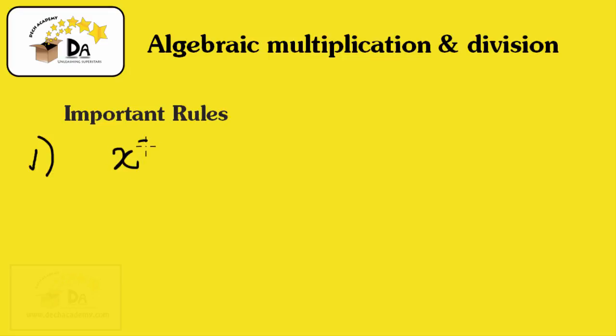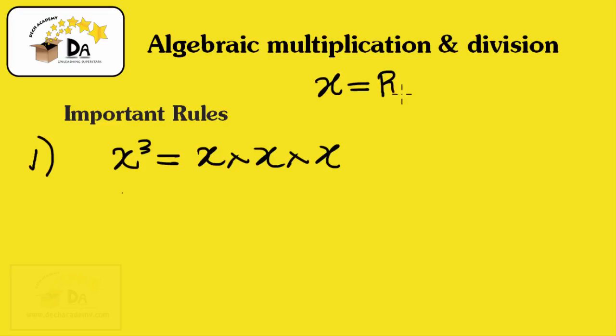X to the 3 is the same thing as x times x times x. So we're saying we're multiplying x by itself 3 times. That's what x to the 3 means, where x is a variable which could represent any number. So x is a variable that can represent any real number. You can put it this way: x could be 1, 2, 3, 4, minus 1, minus 6, any real number.